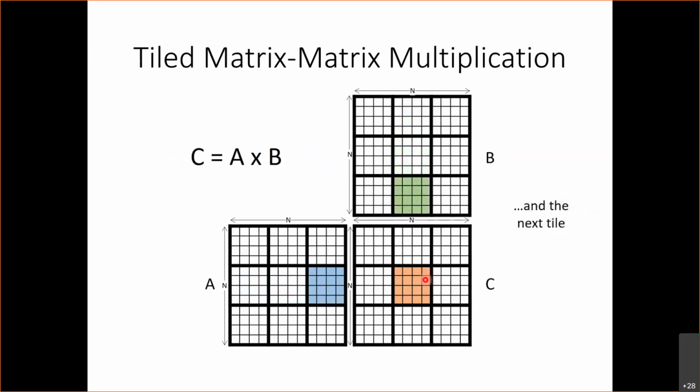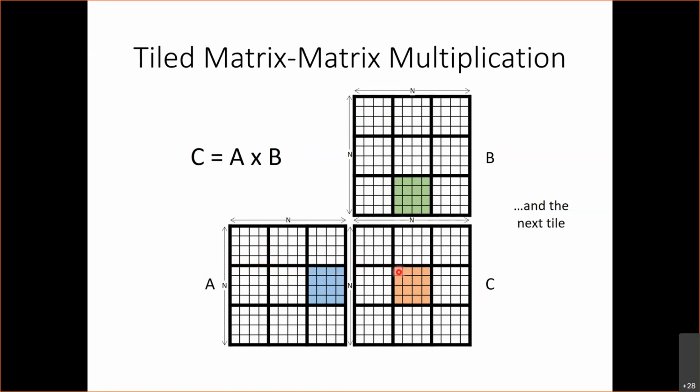Now, what do you notice here? What you notice is that this thread that was responsible for processing this element, before, was loading all the elements in the row of A. Now it's only going to load 1, 2, 3 elements from A. The other elements are going to be loaded by the other threads into shared memory, and this thread is going to be able to access them from shared memory. Okay, is this clear to everyone?